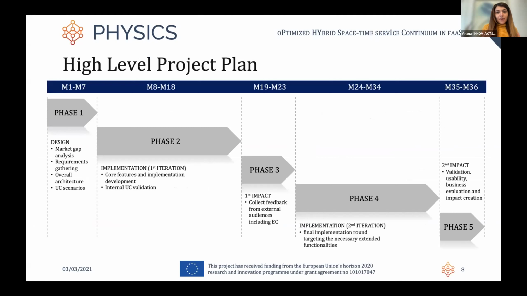And regarding our plan or timeline, in the first phase, which is already completed, we came up with a design. So we did a market gap analysis, we did the requirement solicitation, and we came up with the architecture and the use case scenarios. Now we are in phase 2, the first phase of our implementation, where we cover the core features and we started the development, and also we do an internal use case validation at this phase. Then we'll move on to extract some feedback from external audiences based on what we have implemented in phase 2.